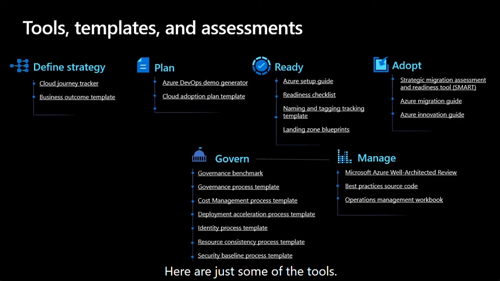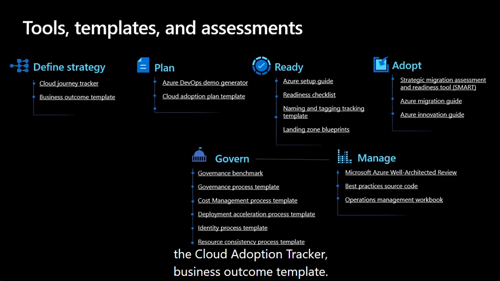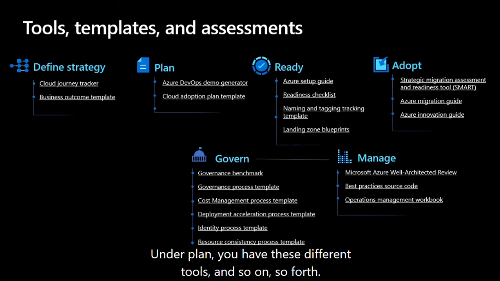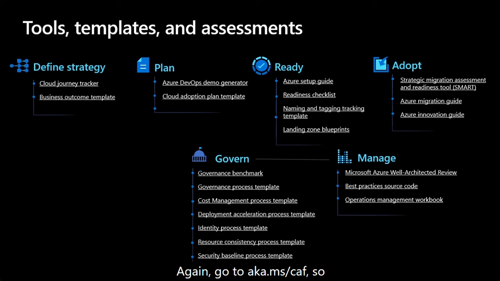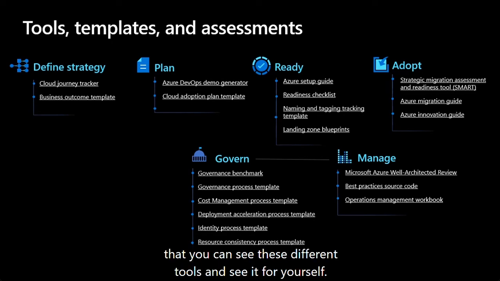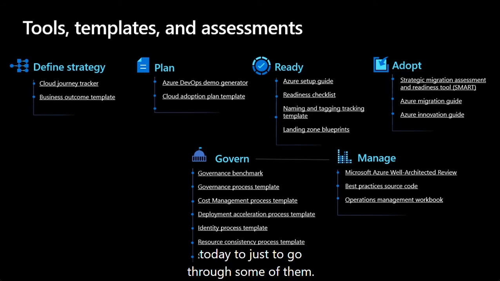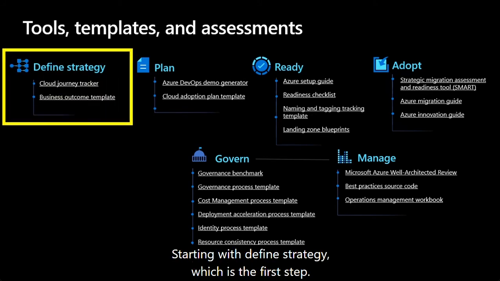Here are just some of the tools. Under Define Strategy, we have the Cloud Adoption Tracker and Business Outcome Template. Under Plan, you have these different tools, and so on and so forth. So again, go to aka.ms/CAF so that you can see these different tools and see it for yourself. But I want to spend the rest of the time today going through some of them, starting with Define Strategy, which is the first step.